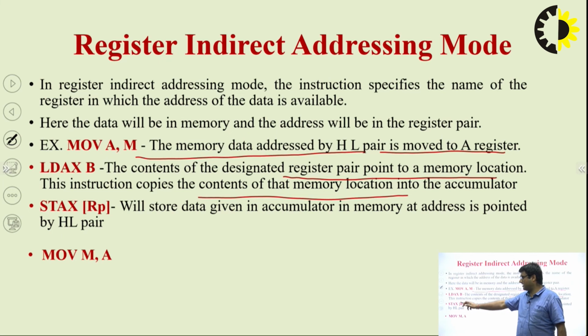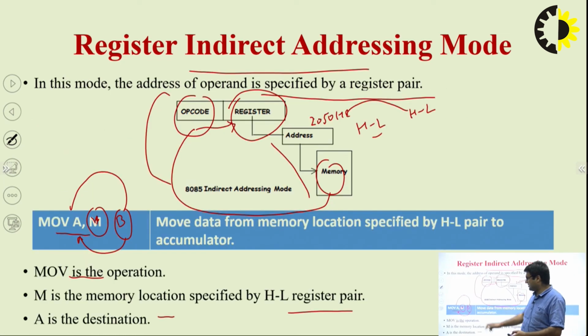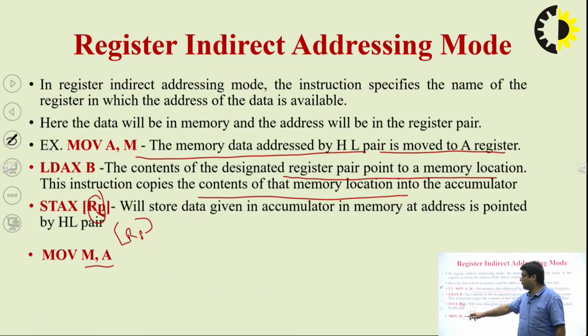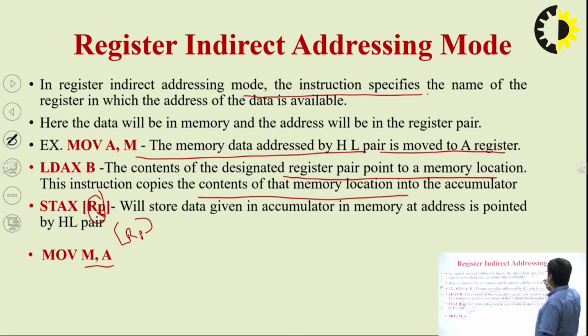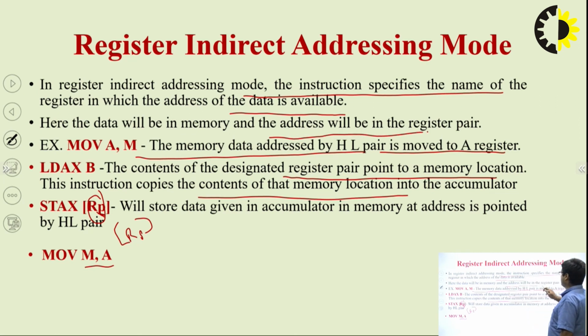STAX means we are copying the contents of the accumulator register into the memory location pointed to by the RP register pair. So this is the register pair here. This is the register pair. Note the general purpose register. MOV M, A: similarly, in the previous slide we said MOV A, M, and here it is MOV M, A. The reverse is also valid. Okay, this is the register indirect addressing mode. In the register indirect addressing mode, the instruction specifies the name of the register in which the address of the data is available. Here the data is in memory and the address is in the register pair. So we are talking about the memory operation.